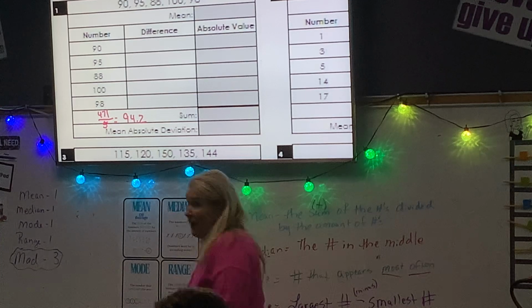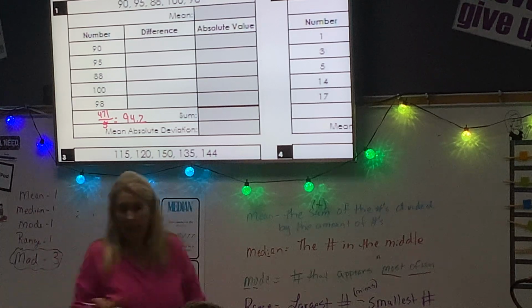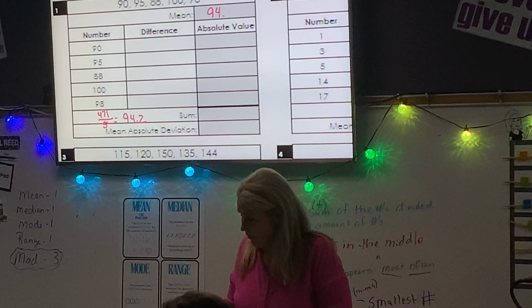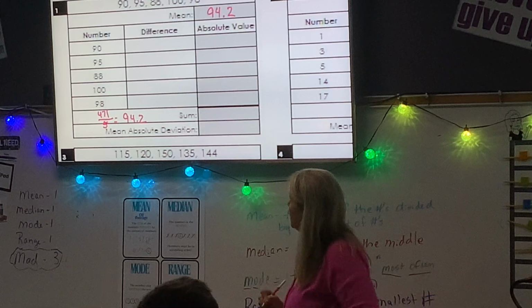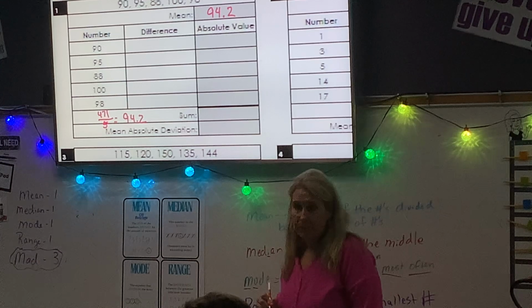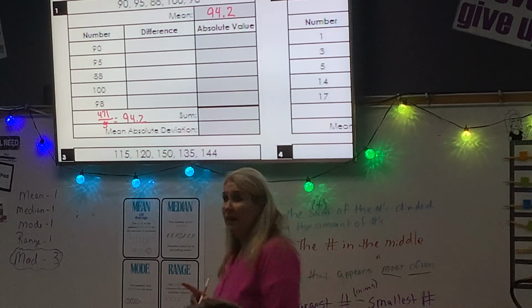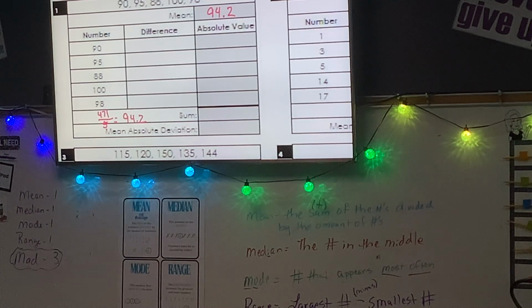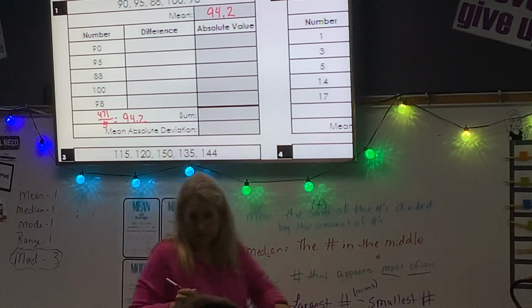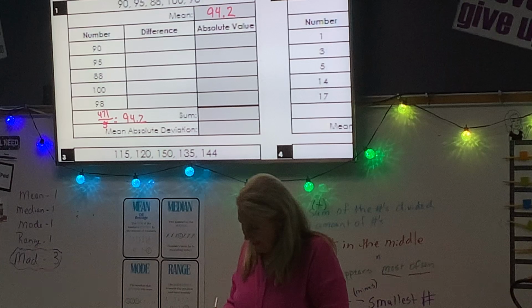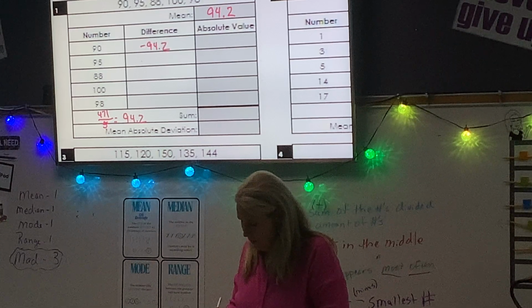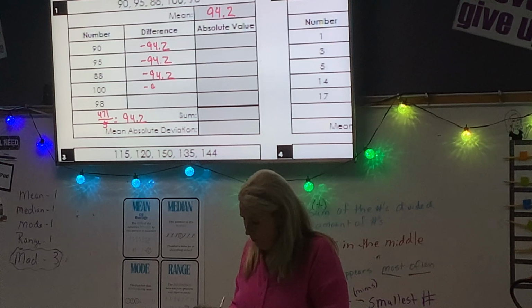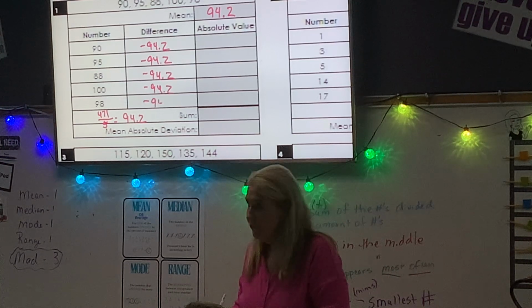Whatever it gives you, you have to use. Okay? Whatever it gives you, you have to use. So you're going to write that right up there, because that's where it wants it. Once I've found my average, or my mean, what do I do in the middle column? Subtract it. So I take minus 94.2, minus 94.2, minus 94.2, all the way down.